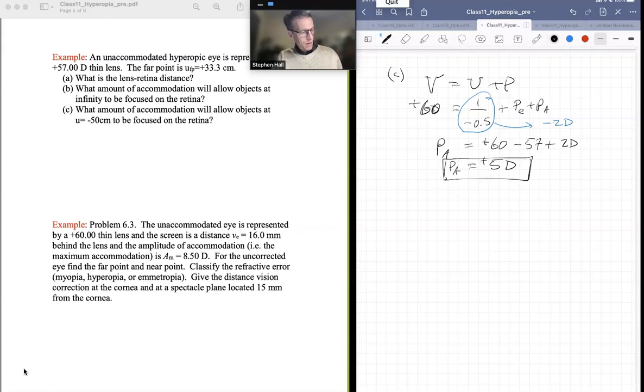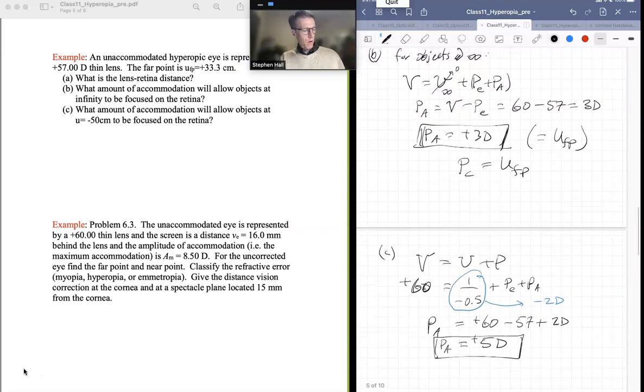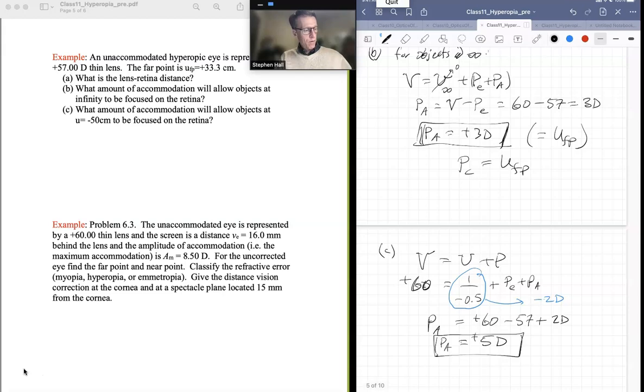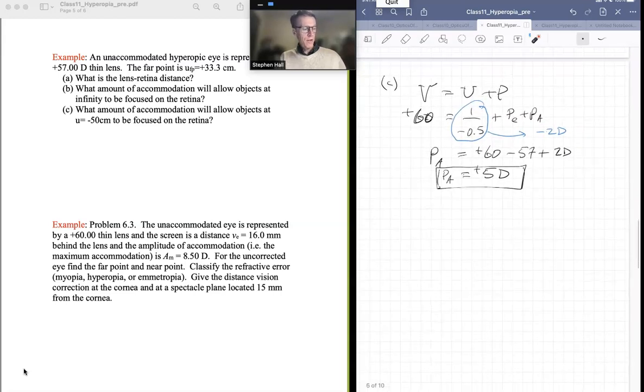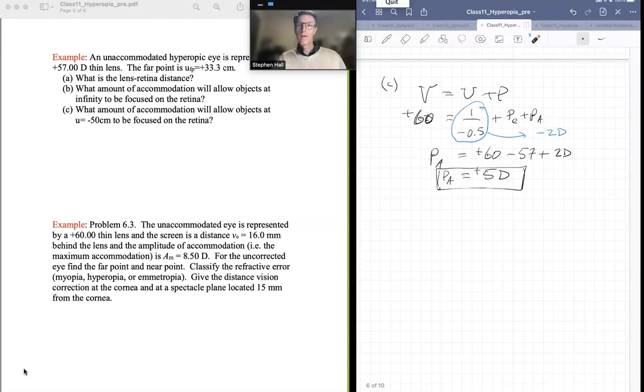Okay, and again, does that make sense? We'll compare that to our earlier calculation. In order to see an object at infinity, we needed an accommodation of 3 diopters. And now in order to see a real object 50 centimeters in front of the eye is going to require even more accommodation, so plus 5 diopters. Good, so that makes sense.